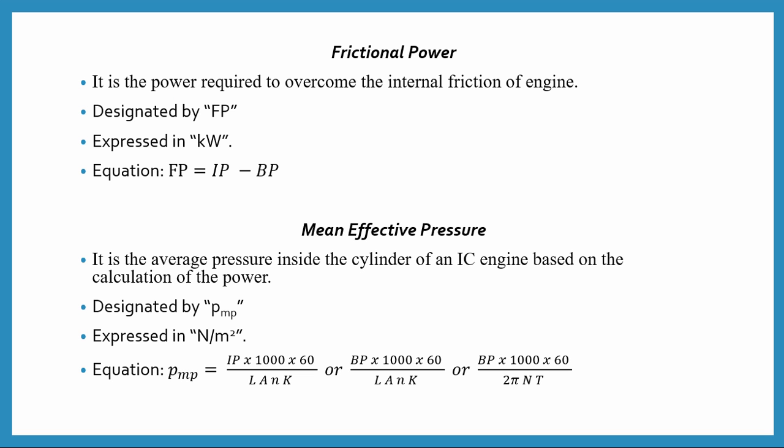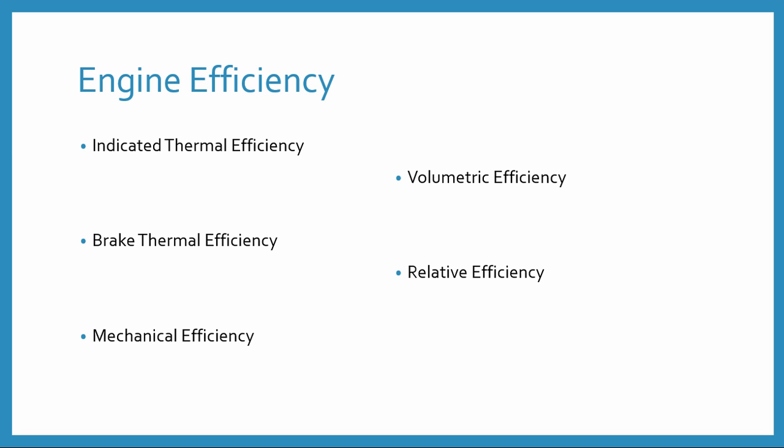After studying the various kinds of engine factors and engine power, now coming to the study of engine efficiency. Engine efficiency is basically divided into 5 portions: indicated thermal efficiency, brake thermal efficiency, mechanical efficiency, volumetric efficiency, and relative efficiency. So students, let's start with the indicated thermal efficiency.